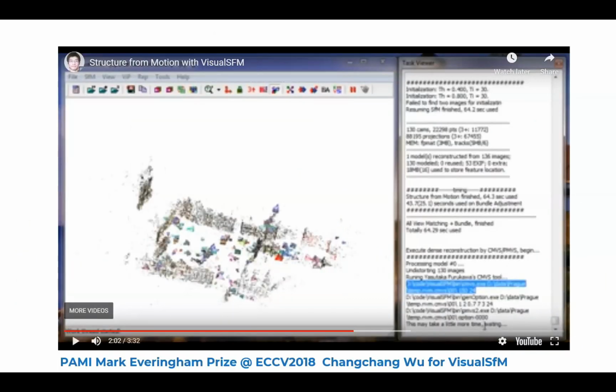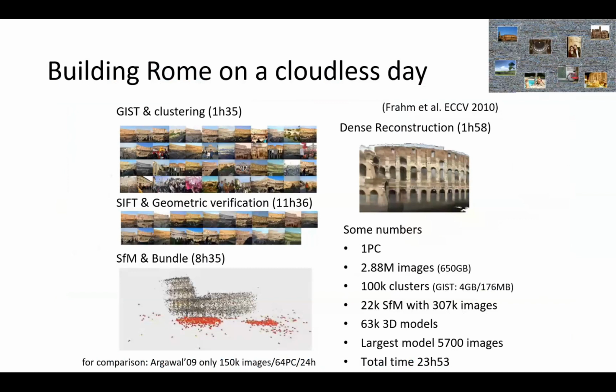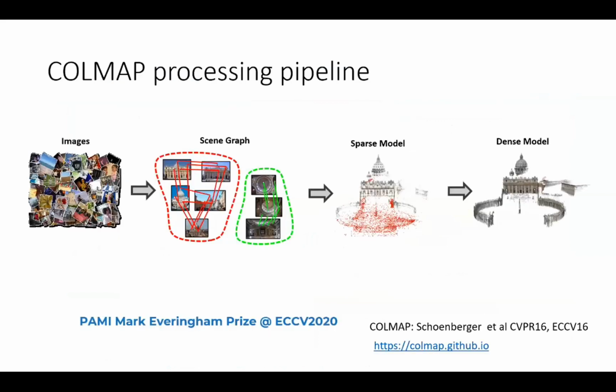Here are a few examples. One of my students, Changchang Wu, who then continued at UW, built VisualSFM over the years, and this became one of the standard pipelines for structure from motion. We continued trying to make this a lot faster and scale it up further to really large-scale collections, and that then all converged into COLMAP, which today is often used as a reference pipeline to figure out how images and sensor data relate to each other, and which also enables dense multi-view reconstruction on top of that.